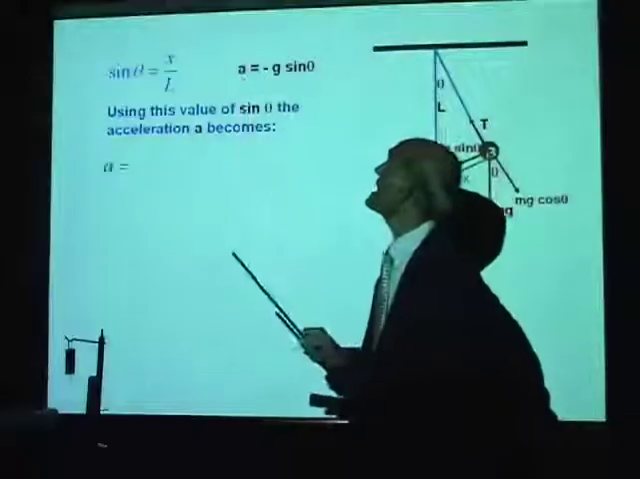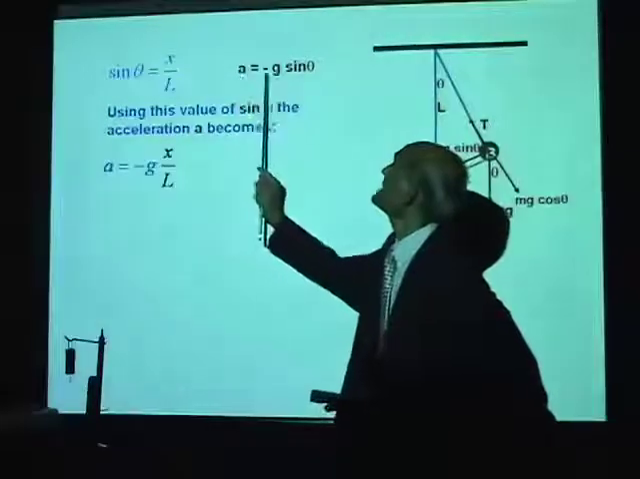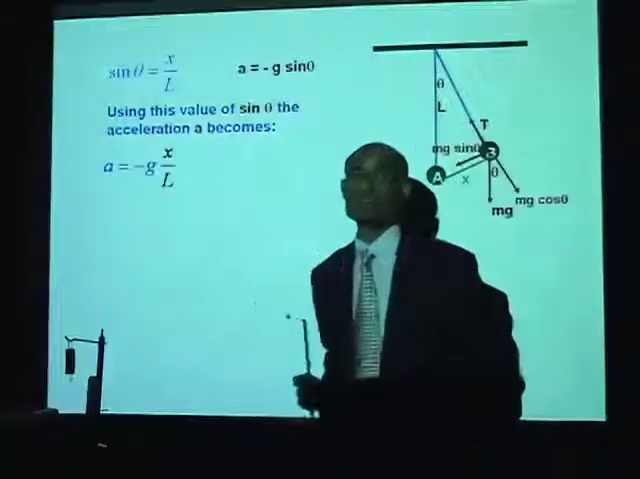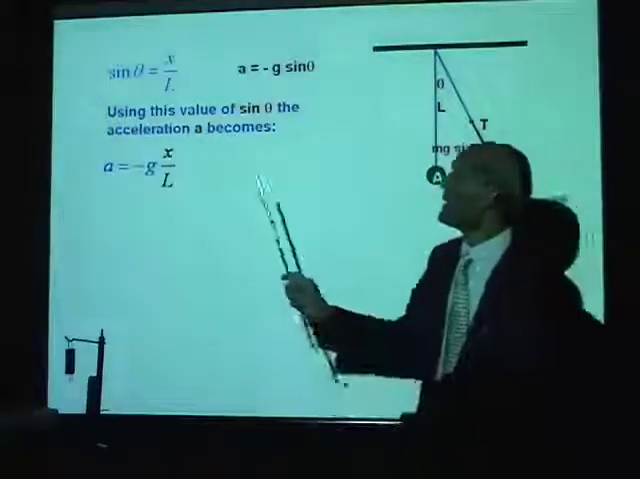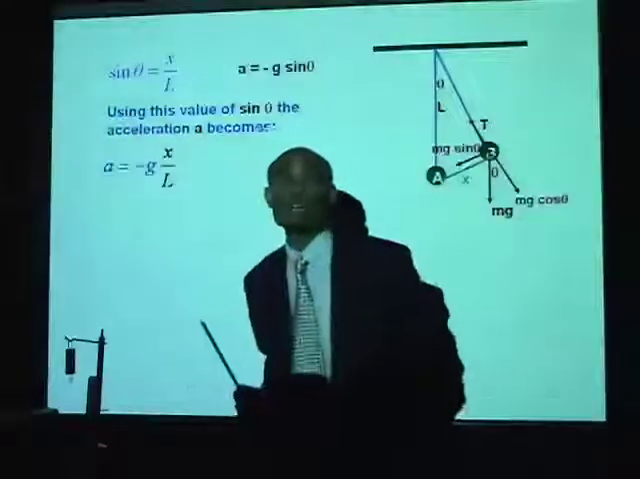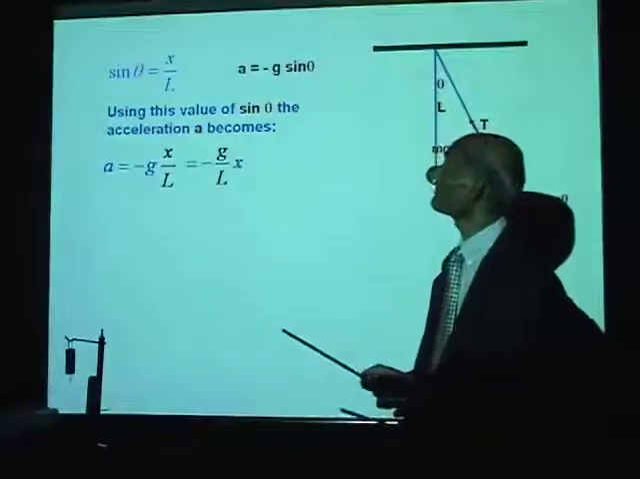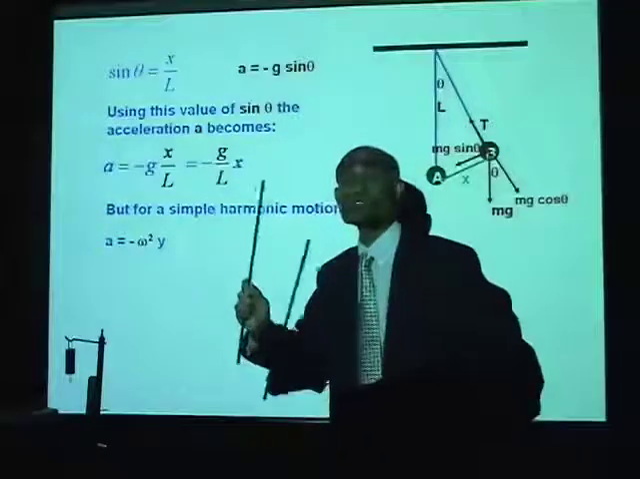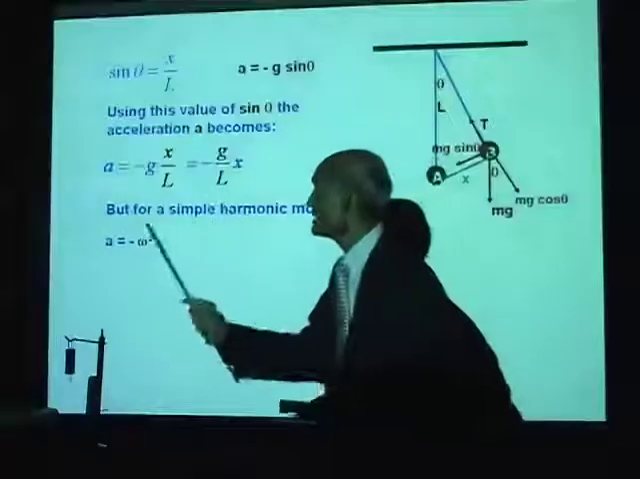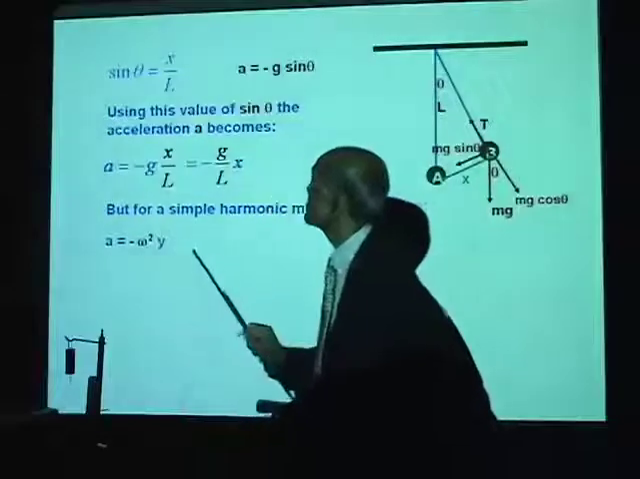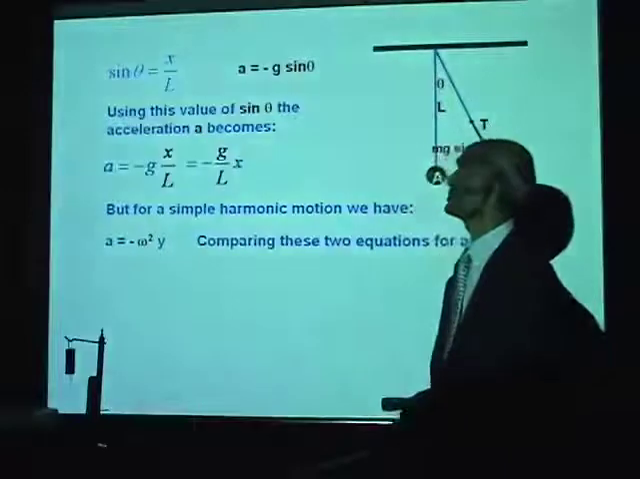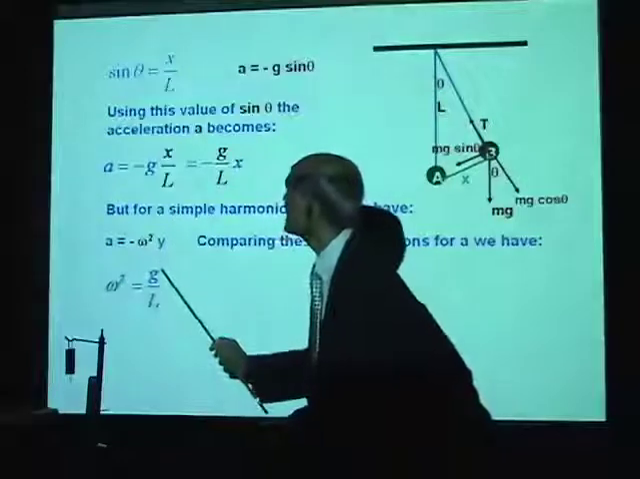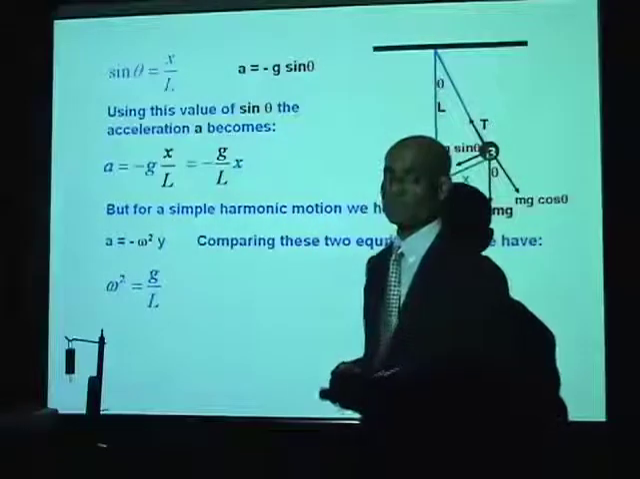What will a then become? a equal to negative g sin theta. In place of sin theta, I wrote x over L. Well, do you remember the equation for the acceleration for a simple harmonic motion? Well, we have a equal to negative omega squared y. Is that right? So let's replace our a by negative omega squared y and see how that's going to look. Now comparing that, we get omega squared equal to g over L.